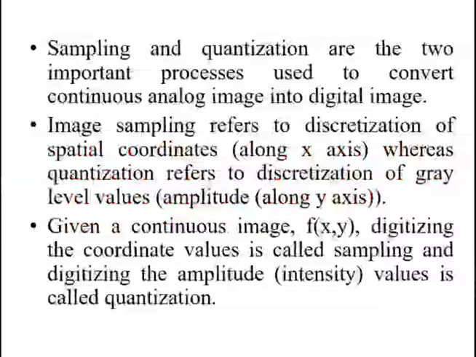Sampling and quantization are the two important processes used to convert a continuous analog image into a digital image. Image sampling refers to discretization of spatial coordinates along the x-axis, whereas quantization refers to discretization of gray level values, that is amplitude along the y-axis. Given a continuous image, that is f of x y, digitizing the coordinate values is called sampling, whereas digitizing the amplitude, that is intensity values, is called quantization.